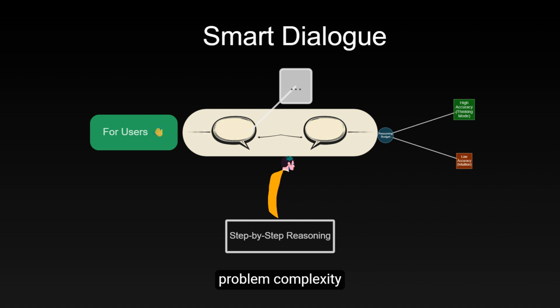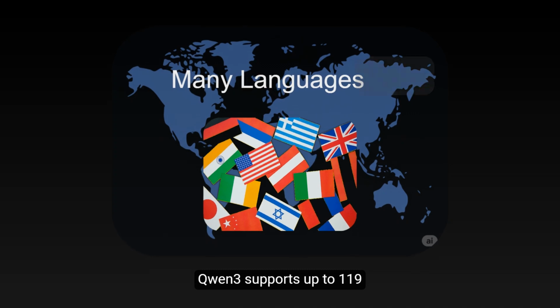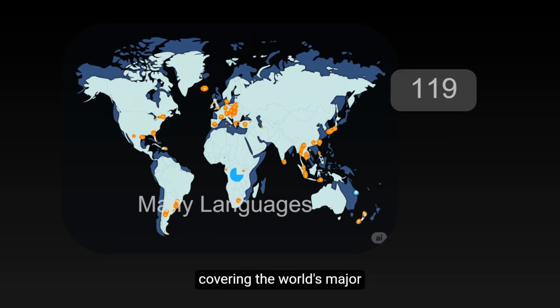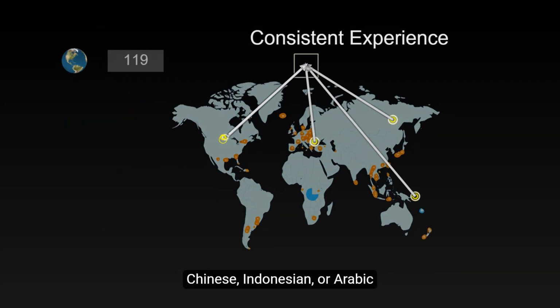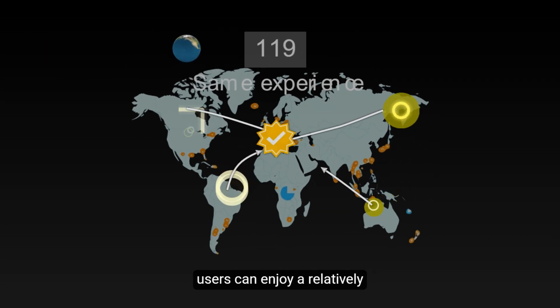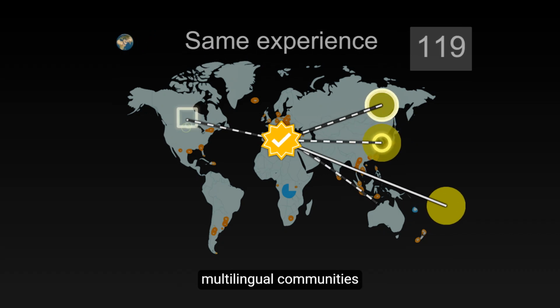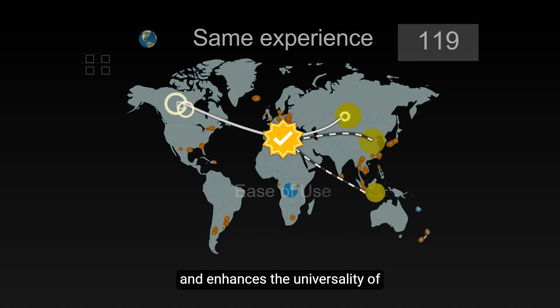In terms of multilingual and multi-scenario adaptation, Qwen3 supports up to 119 languages and dialects, covering the world's major language families. This means whether it's English, Chinese, Indonesian, or Arabic, users can enjoy a relatively consistent experience. For multinational enterprises or multilingual communities, this lowers technical barriers and enhances the universality of applications.